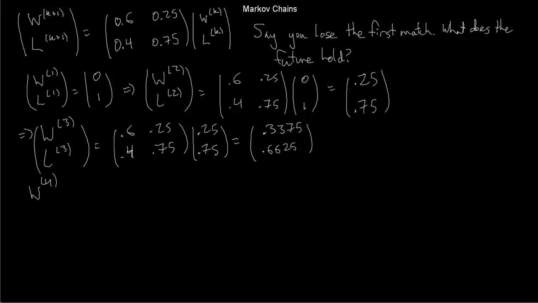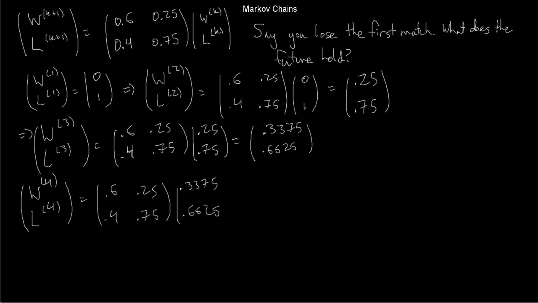Let's go one more stage, see what happens. Probability of winning the fourth match and the probability of losing the fourth match are determined by multiplying this matrix times the probability vector from the third match, so that's 0.3375, 0.6625. Multiplying this out, you just crunch the numbers and you find about 36.8% chance of winning the fourth match, given that you'd lost the first one, and about 63% chance of losing it.